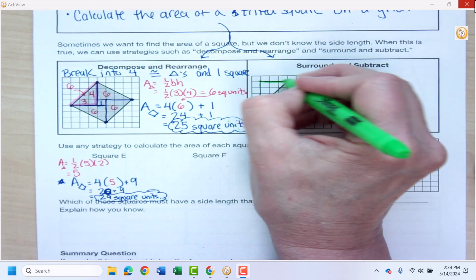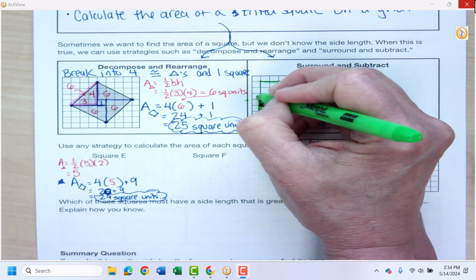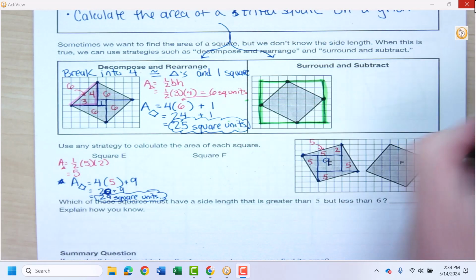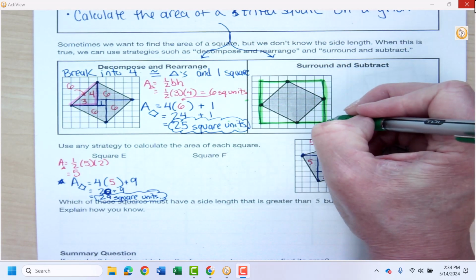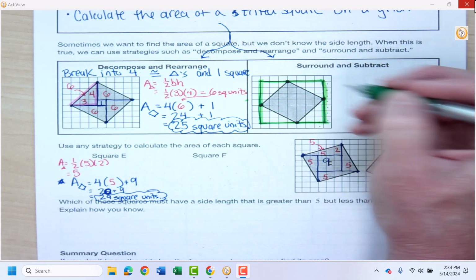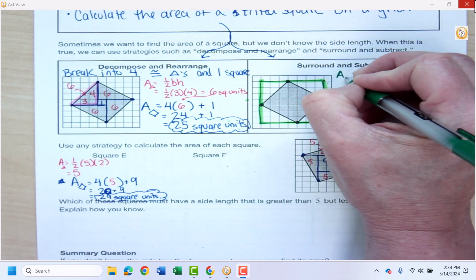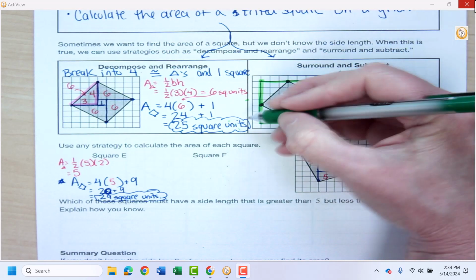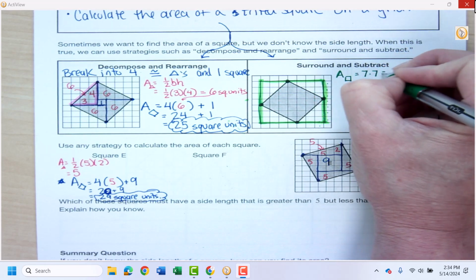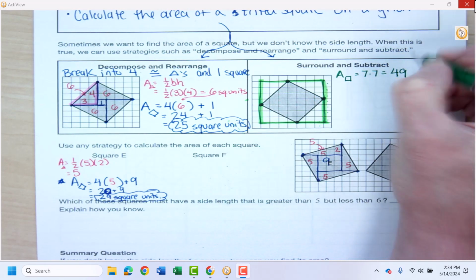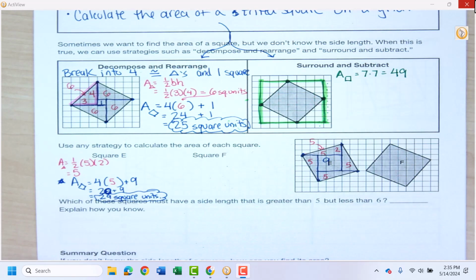So this square is going to be easy to find the area of because it's sitting flat. It's easy to count how long each side is. Let's go ahead and do it. 1, 2, 3, 4, 5, 6, 7. And this is 1, 2, 3, 4, 5, 6, 7. I just want to make sure I got that right. So this time we have the area of this square that's sitting on its bottom. It's 49 square units. So I've surrounded that tilted square. And now I'm going to subtract off.